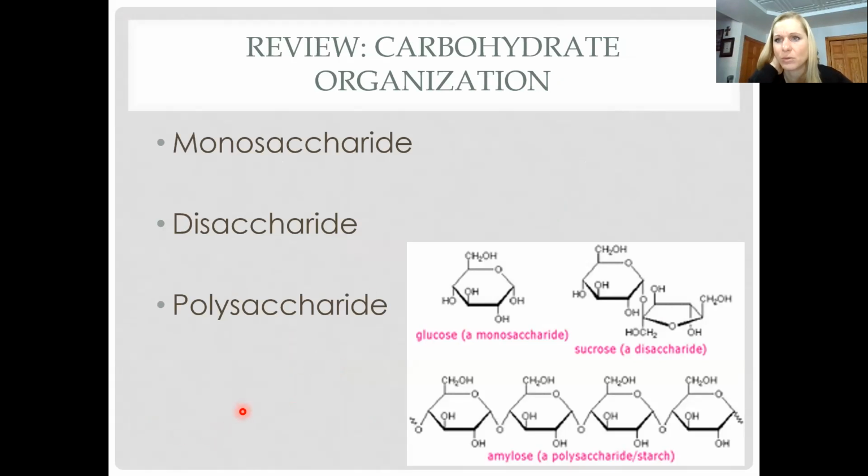Now we're going to move into understanding how we break down each nutrient. So the first nutrient we're going to talk about is carbohydrates. And in order for us to understand how carbohydrates are digested and absorbed, we first need to understand how they are organized.